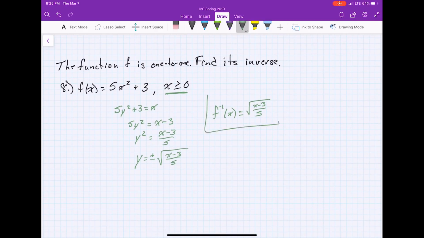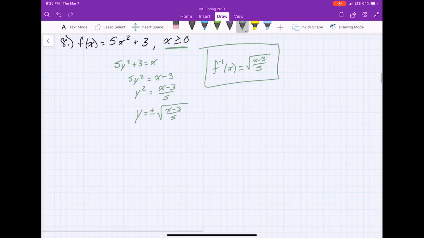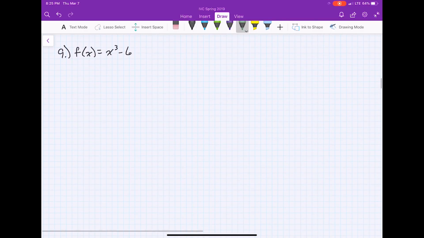All right, so we'll move on to number 9. And here we're just going to, again, sub y in for x and then solve for y. So we have y cubed minus 6 equals x. So add 6 to both sides, y cubed equals x plus 6. And then we will have the cube root of x plus 6.